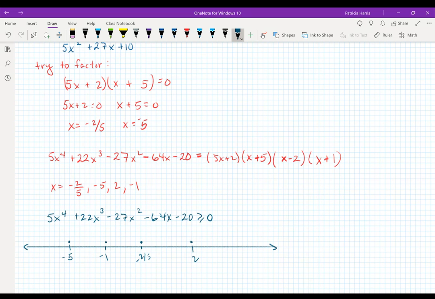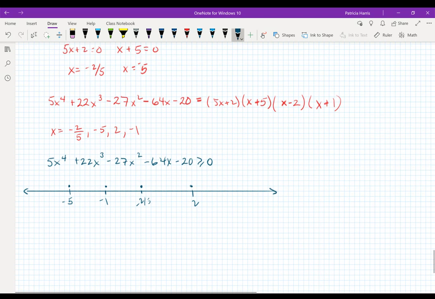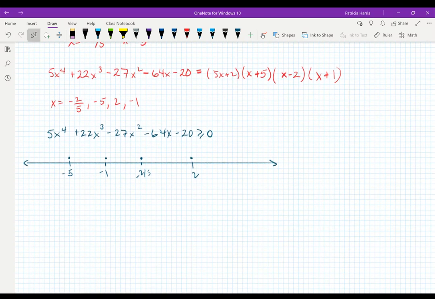All right, so now we have 1, 2, 3, 4, 5 test intervals. So we get to do 5 test values. Okay. So I'm going to pick -10, -2. Okay, between -1 and -2/5, I am going to pick -4/5. Doesn't have to be exactly in between. Okay, and then for this one, I'm going to pick 0. And for this one, I am going to pick 3.